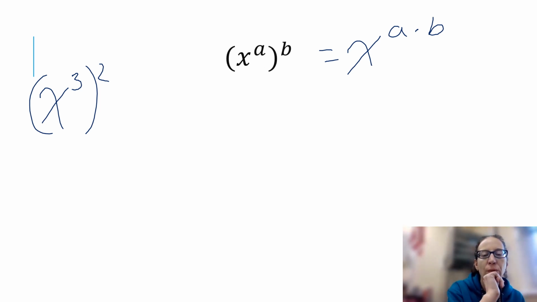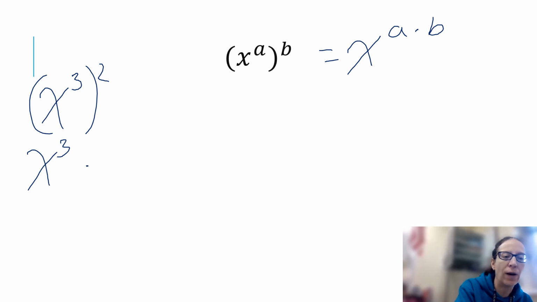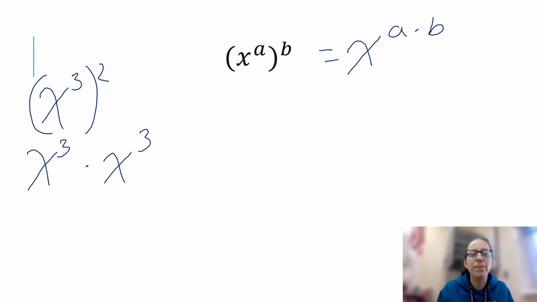So we have to think about what exponents mean. When we take something and square it, notice I'm starting with that outside exponent. What does it mean to square something? That means you use it as a factor twice, or you multiply it by itself. So that's a way of writing x to the 3rd times x to the 3rd, because that's what it means to square something: you multiply it by itself.